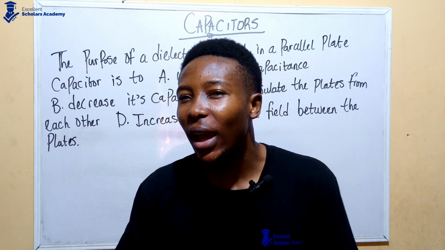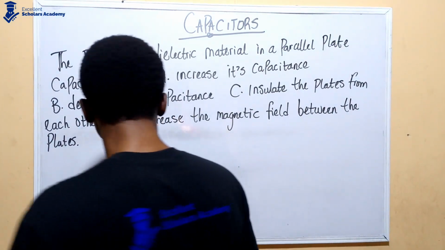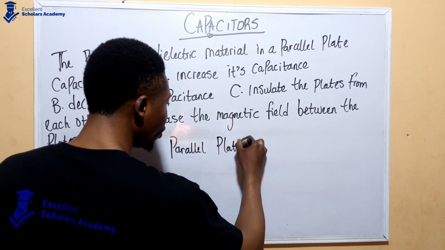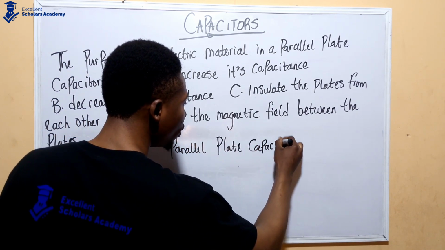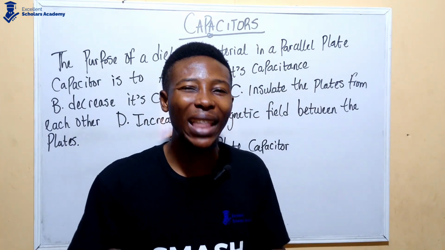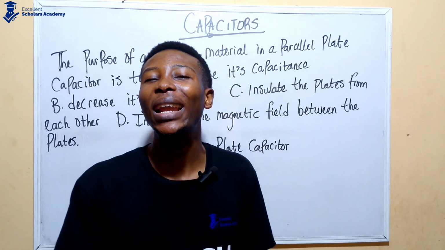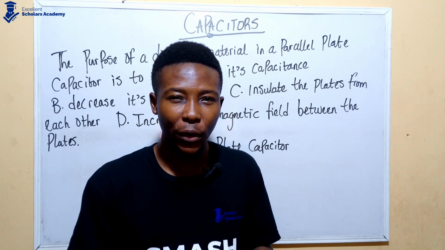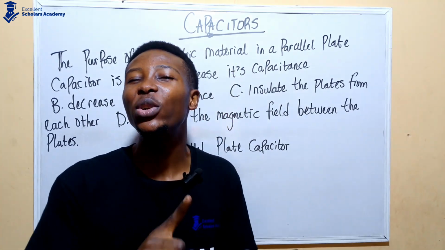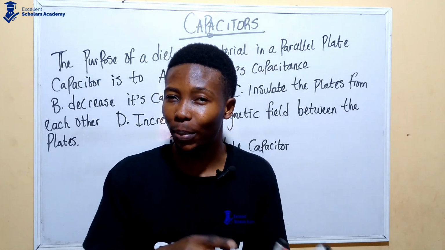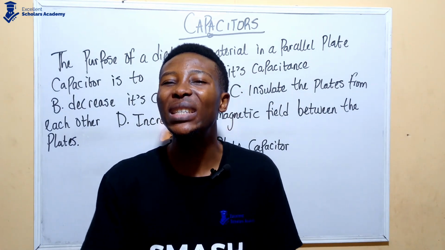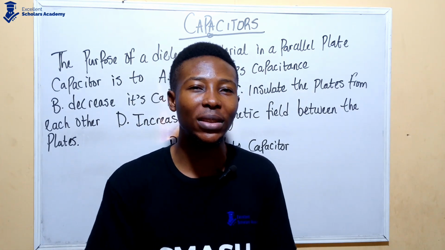Now, one of the most popular types of capacitor is the parallel plate capacitor. The parallel plate capacitor has two plates which are separated by a dielectric material. So the dielectric material separates the plates, and some other things it does is that it increases the capacitance of the capacitor, by reducing the electric field between the plates of the capacitor.